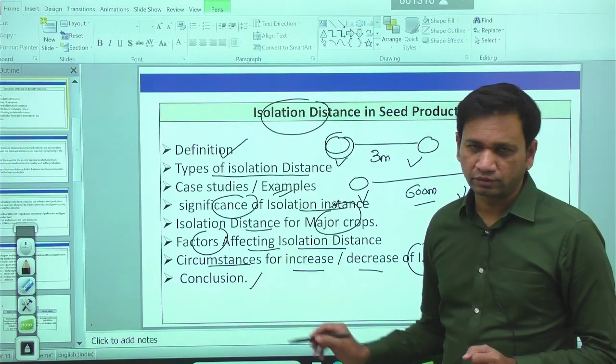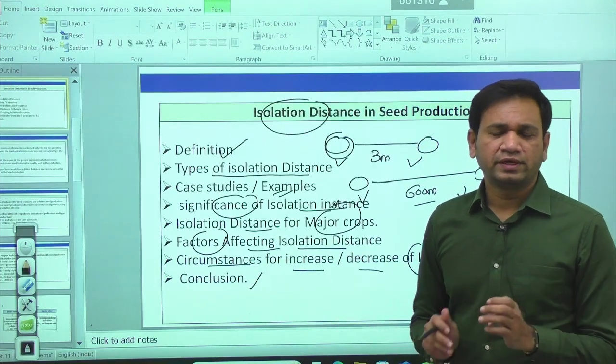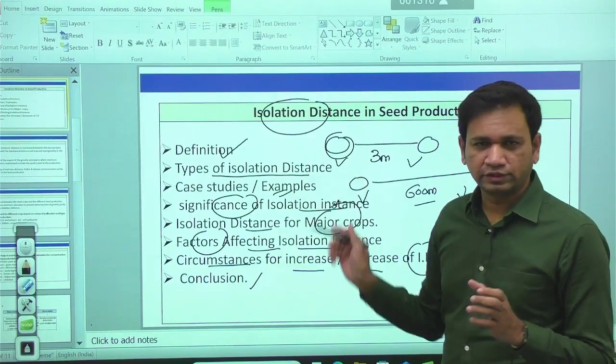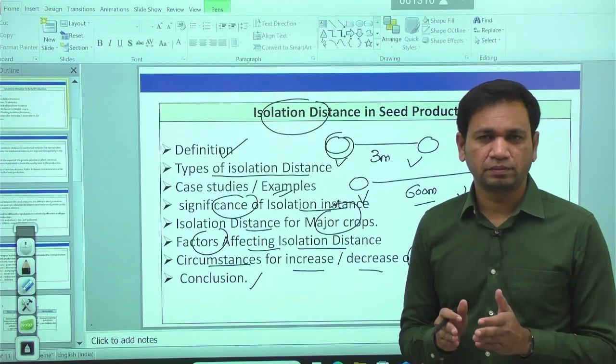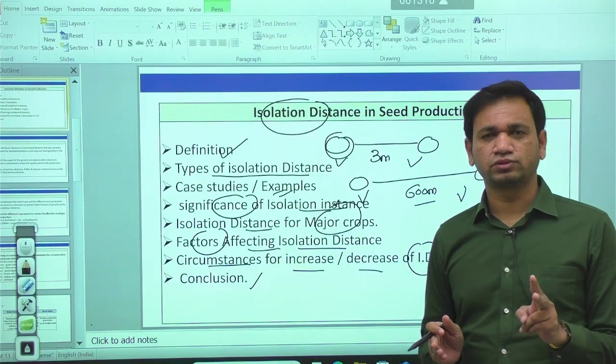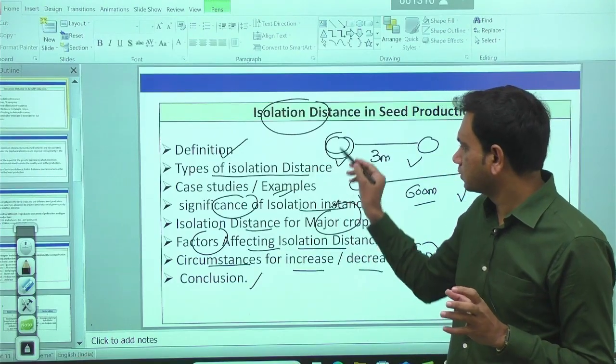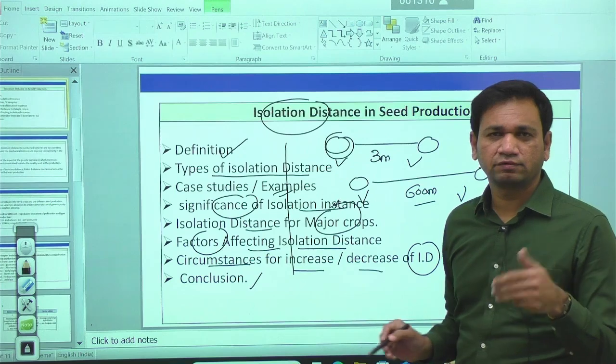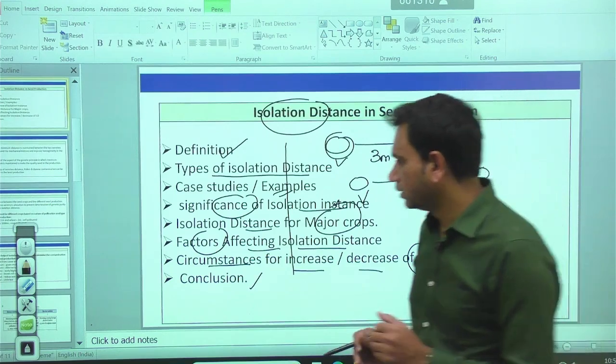Then the conclusion. Whenever they ask any question on isolation distance, because in the previous UPSC papers, as of now, they have asked twice. They asked twice for a 10-mark question. In two pages, these are the elements we need to take for the given presentation.